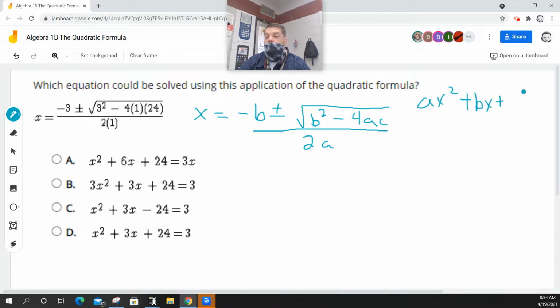Now, I heard somebody blurt out, well, we need ax squared plus bx plus c, but there's one crucial part to that. What's this equal? 0. Notice that in our options, none of them are set equal to 0. So that's going to come into play later.